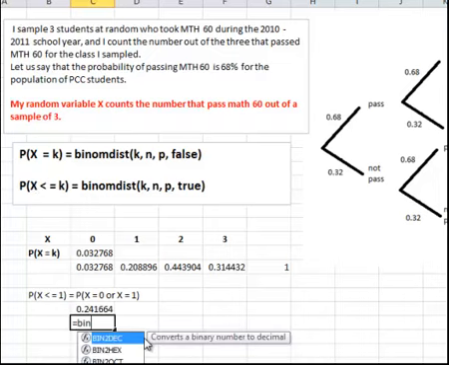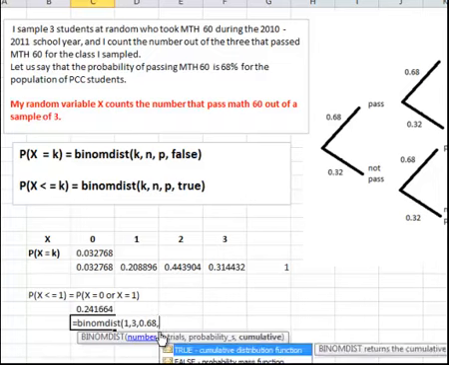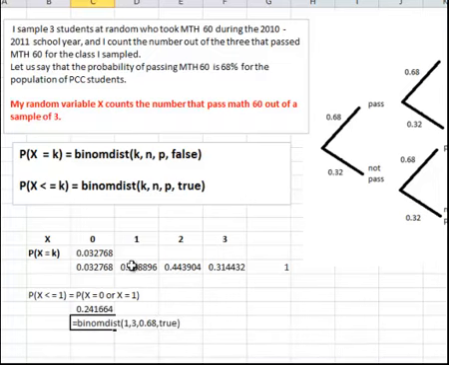So if I type binomdist and I enter 1, sample size of 3, probability of success is 0.68. Lastly, true, it will calculate 1, it will calculate 0, and then add the two together.